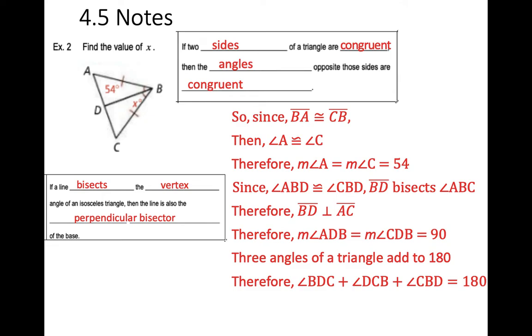And now I can just substitute values in, because I know that BDC, as we said above, is 90, and angle C, as we said above, is 54. Therefore, angle X, which is angle BDC, is, add those three together and it's 180. So if I do that out, X equals 36.